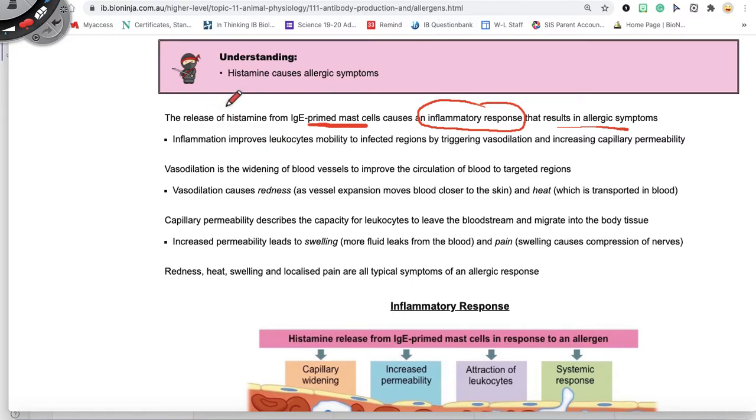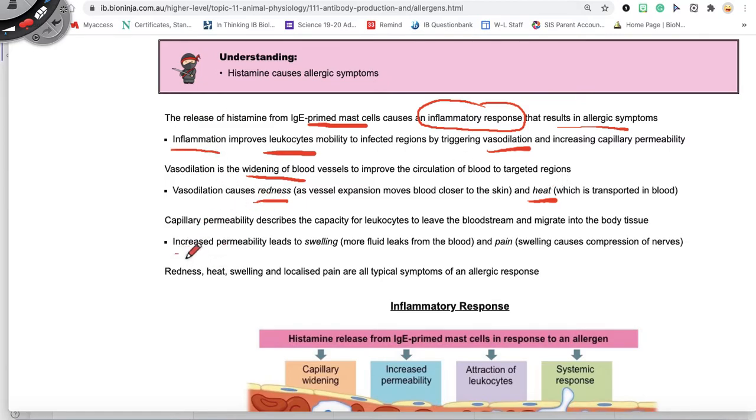So you have some inflammation that is going to improve leukocyte mobility to go and target those infected regions. You have vasodilation, which is the widening of the blood vessels to improve the circulation of blood and improve the circulation of those leukocytes to that area where the antigen is. And this vasodilation causes redness, and that's why your eyes and your nose get all teary and red. And it causes heat also. You might feel warm in that place where the allergic reaction is taking place.